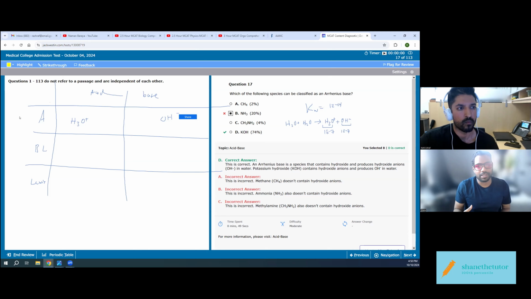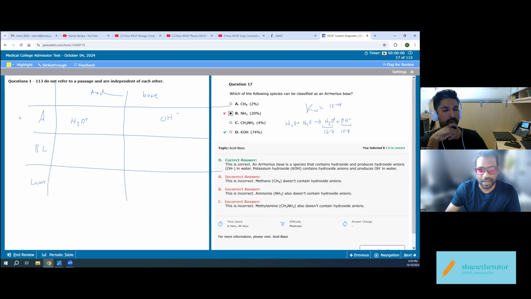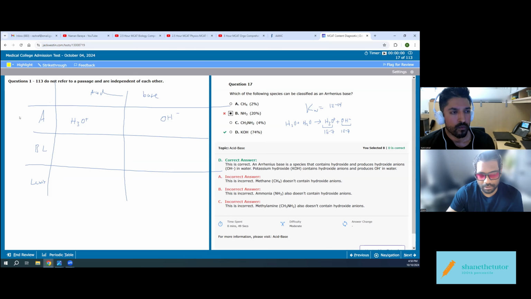So in other words, an Arrhenius acid is defined by producing hydronium ions, and an Arrhenius base is defined as producing hydroxide ions. Okay, so that's that. And that's the most rudimentary definition that they'll talk about the least.